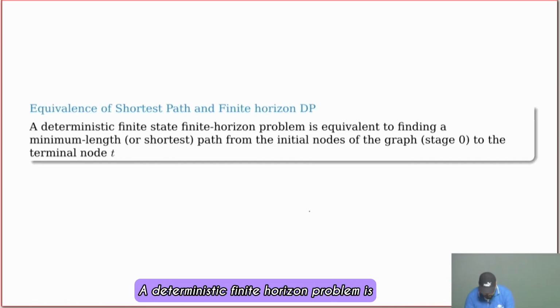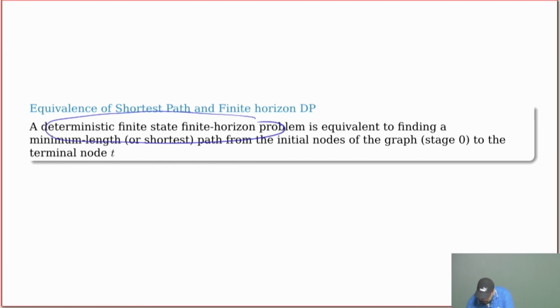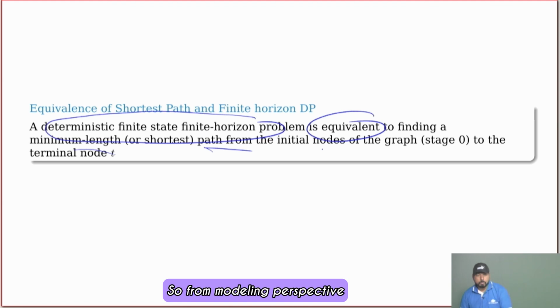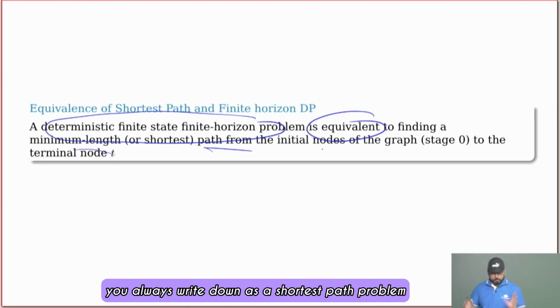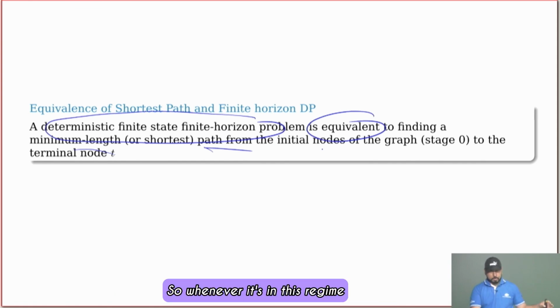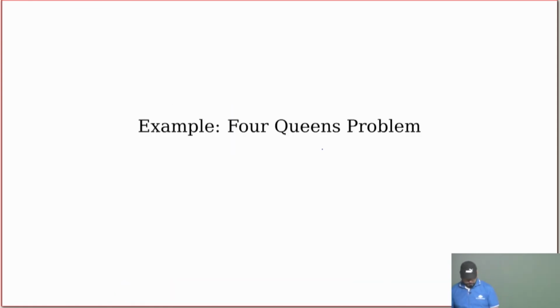So this is something we keep in mind. That's what we say here: a deterministic finite horizon problem is equivalent to finding a minimum length shortest path. So from a modeling perspective, whenever you encounter such problems, you always write them down as a shortest path problem. This will clarify the type of problem you want to solve.